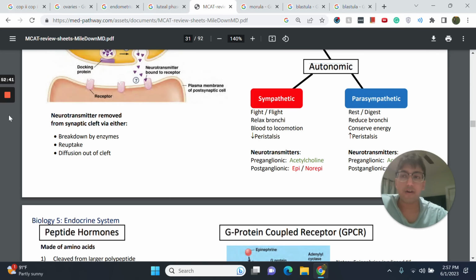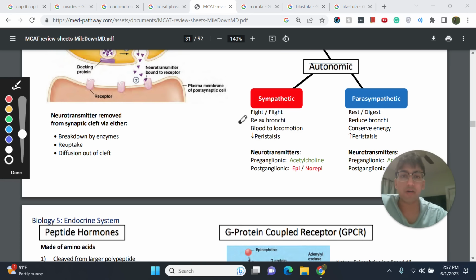which is that in fight or flight, your bronchi are relaxing, your blood is moving to locomotion. So, for example, if you need to run, your blood is moving toward that. Peristalsis is decreasing. Peristalsis is the movement of your food through your digestive tract.